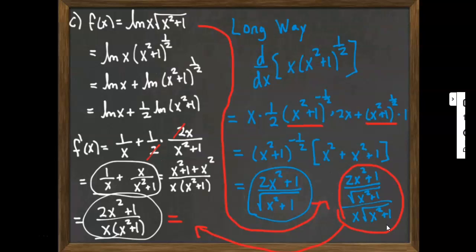Personally, I definitely think rewriting it using properties of logarithms is by far and away much, much better. Didn't get into this messy chain product rule that we had to deal with this long way. Okay, so that's another example doing derivatives with the logs, and in this case, making use of our properties of logs to break it apart.